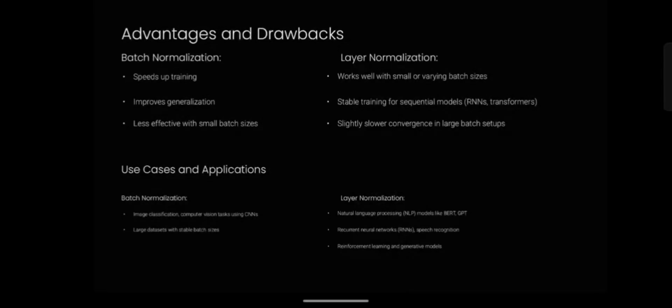Use cases and applications. In batch normalization: image classification, computer vision tasks using CNNs, and large datasets with stable batch size. Then in layer normalization: natural language processing models like BERT and GPT, recurrent neural networks, speech recognition, and third, reinforcement learning and generative models.